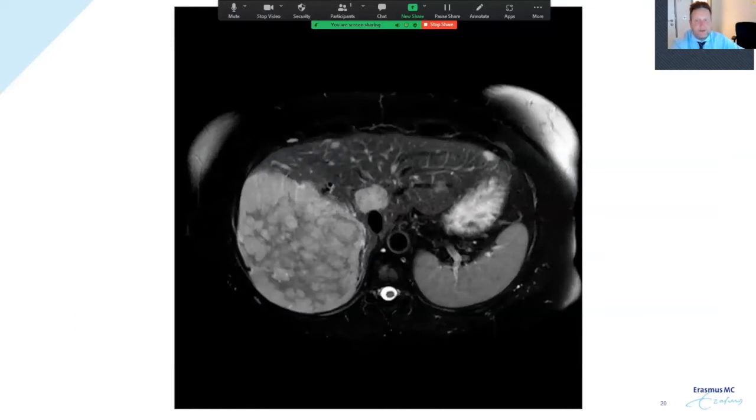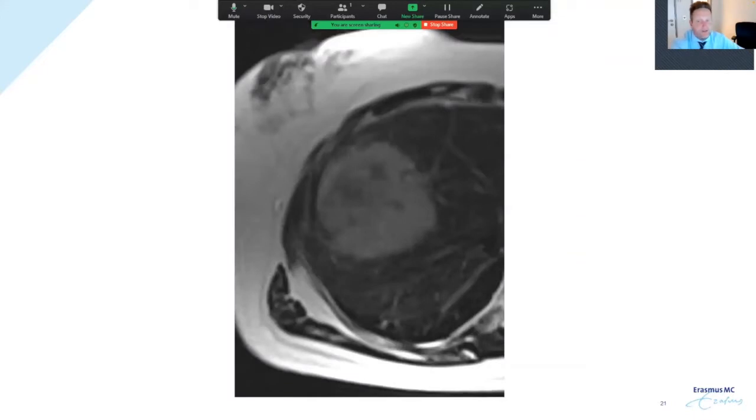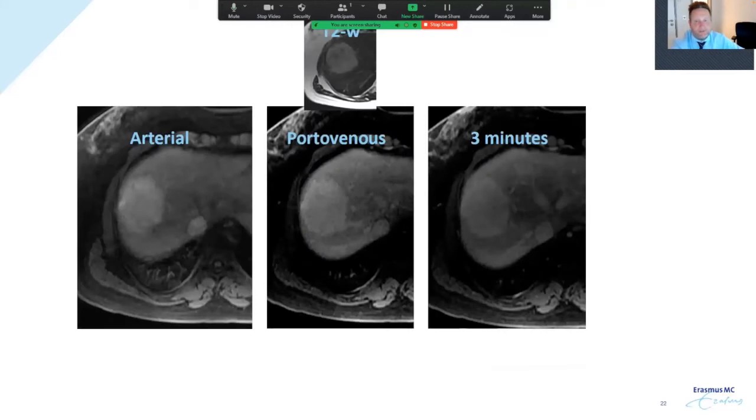Another clear example of this subtype, the peripheral band and central islands, typical for inflammatory adenomas and sinusoidal dilatation. But it can also be more diffuse throughout the tumor, like in this case. After contrast injection, you can see the persistent hyperenhancement in the portovenous phase and after 3 to 4 minutes. Very typical for sinusoidal dilatation.